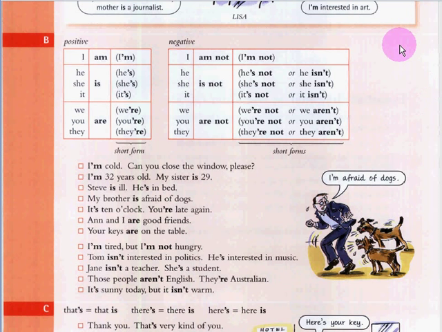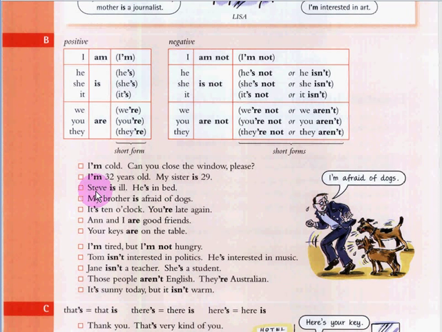Now, let's look at more sentences that demonstrate my equation, okay? I'm cold. Can you close the window, please? I'm 32 years old. My sister is 29. Steve is ill. He's in bed.